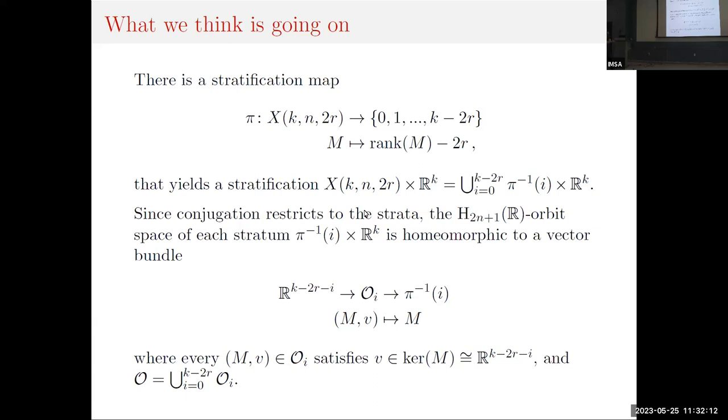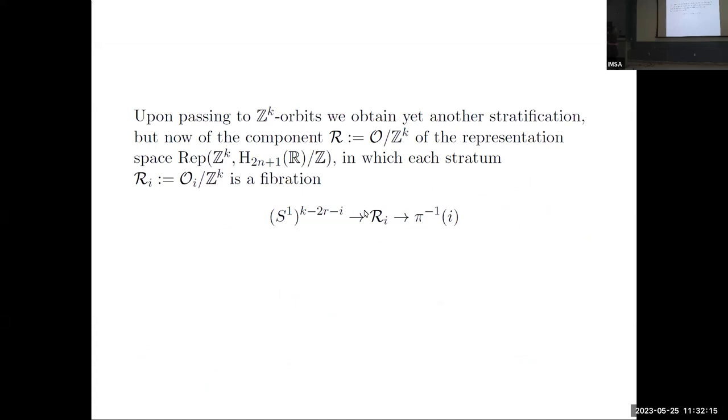Now I need to take this ZK orbit. So you can take the ZK orbits, and that's just modding out by ZK and R to the K minus 2R minus I. So you get probably a fibration here, right? Over this, so those were the matrices of rank, this one. And these are the terms of the strata. And those are the fibers.